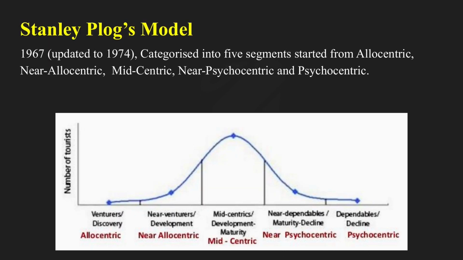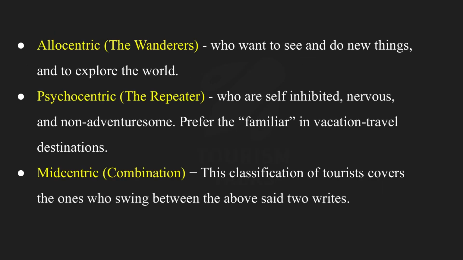Stanley Plog's model. It is an approach to understand tourist behavior, to identify different types of people, whereupon they can be categorized into a series of organized psychographic types. Plog developed this model in 1967. Later updated in 1974 and categorized into 5 segments, starting from allocentric, near-allocentric, mid-centric, near-psychocentric and psychocentric.